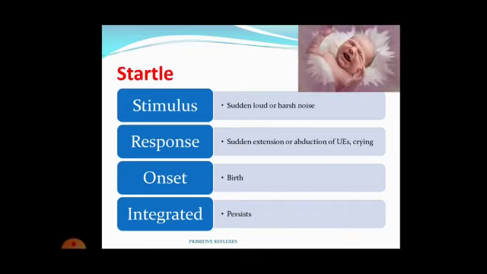Now startle reflex. The stimulus will be a sudden loud or harsh noise. Many times the stimulus will be the noise or voice of a pressure cooker. Clear? So what will be the response? There will be sudden extension or abduction of the upper extremity, sometimes also associated with crying. So this noise stimulus, or we can say auditory stimulus, will bring crying to this baby. Clear? Onset is from birth and this will also be persistent.